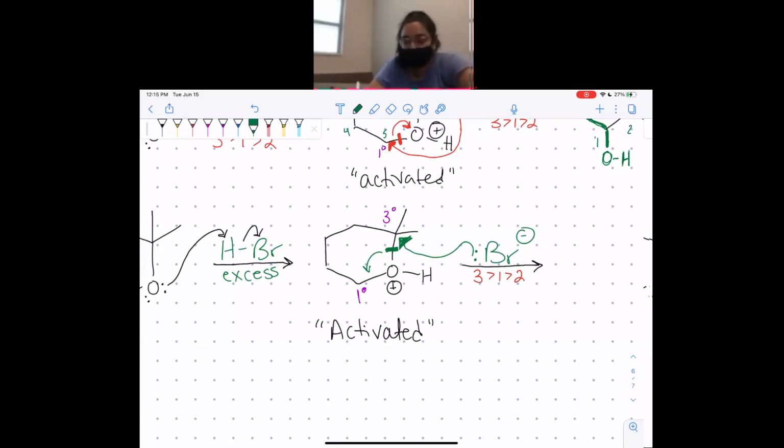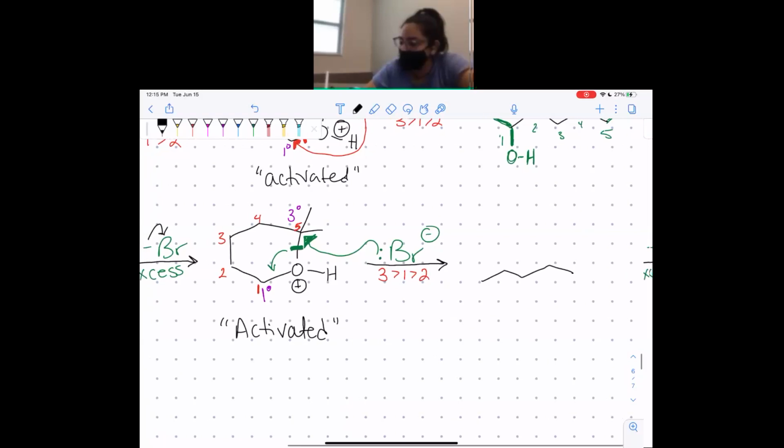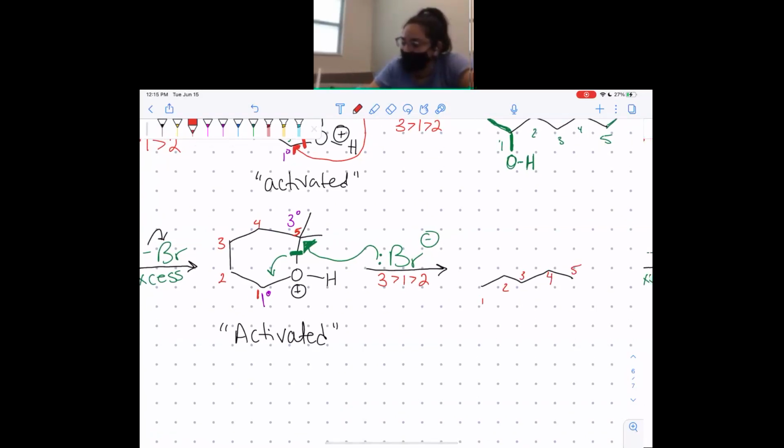So at this point, we're going to number our chain, and I'm going to start on this side purely because there's a lot going on this side now. So 1, 2, 3, 4, 5. And so let's draw a 5-carbon chain. 1, 2, 3, 4, 5. Cool. Now let's number it. 1, 2, 3, 4, 5. And so let's place some substituents. What goes where?